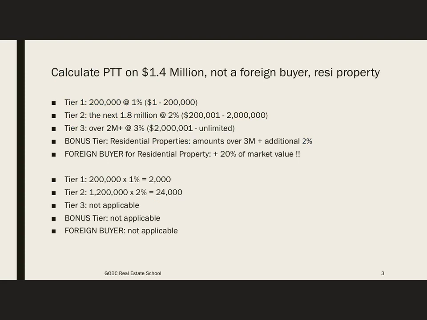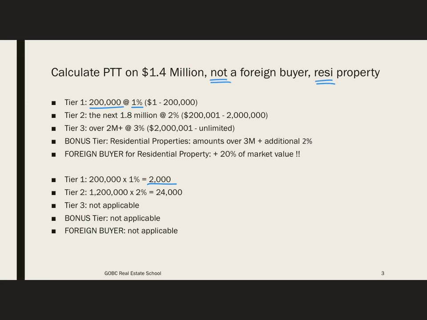Okay, so the first example we're going to do is calculate the PTT, the property transfer tax, on a $1.4 million property. The buyer is not a foreign buyer, and it is a residential property. So you need to pay attention to all of those details when you're reading your questions. The first tier, again, is that first $200,000, and it always gets charged the 1%. So that amount is $2,000 for tier 1.